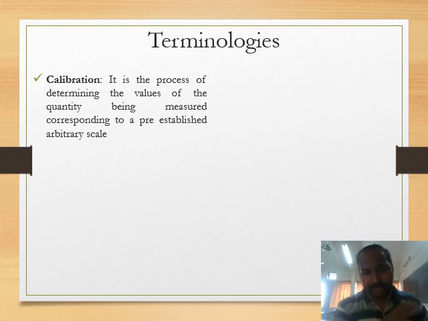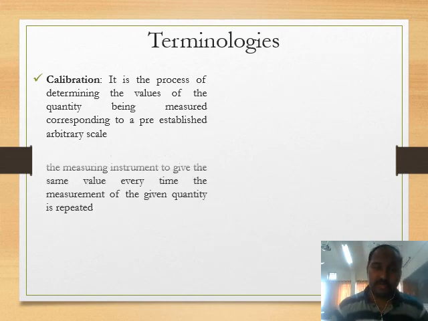It is kept in some lab, and it is being reproduced. The same standard, we cannot bring it to our domestic application. So it is being reproduced, and one particular length we are calling a 1 meter. That newly produced scale needs to be compared with the standard scale, and it needs to be ensured that the newly developed scale is always equivalent to the standard scale. That process of comparing the known standard with the newly developed standard, or a pre-established arbitrary scale with the newly developed standards, that process we call calibration.